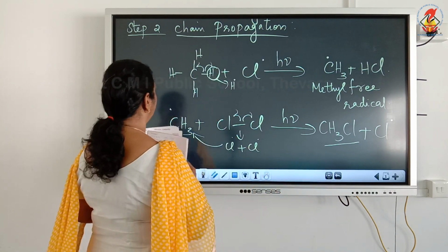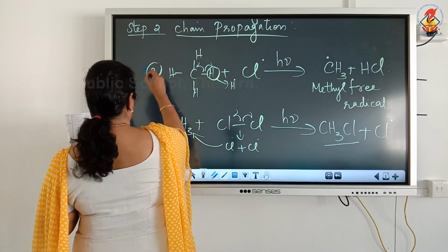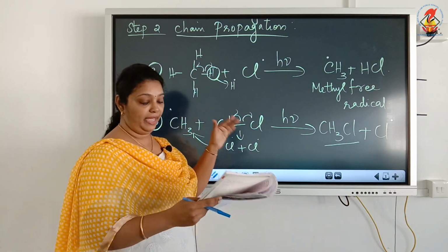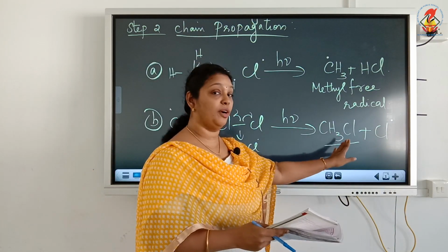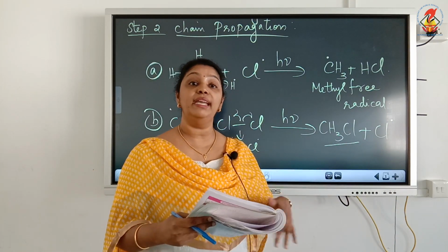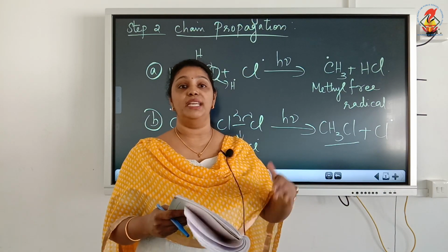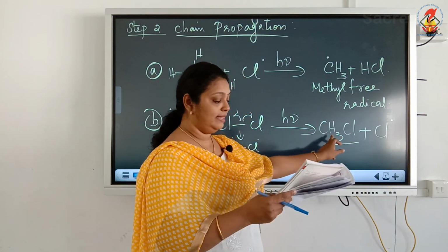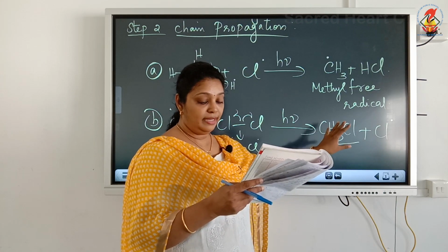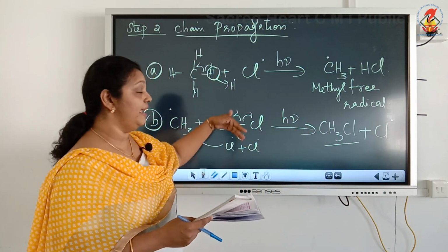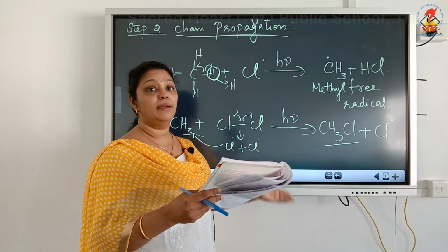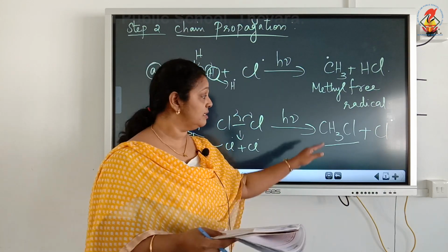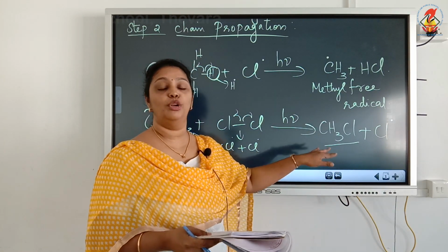Now, I am going to call this step A and this step B. This propagation step A and B gives the principal product, that is CH3Cl, but we know many other products we get. All these products are obtained in the propagation step. So, this chlorine radical and CH3Cl that we got now will repeat the steps A and B and set up a chain of reactions. As a result, we get the other products. So, this is our first product in the chlorination of methane.